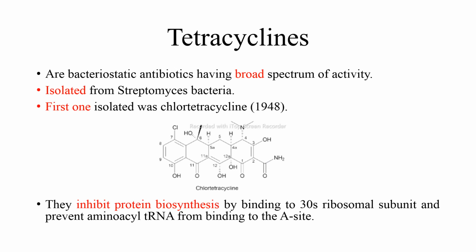Now, what is the mechanism of action of these tetracyclines? These tetracyclines inhibit the protein biosynthesis of the bacteria by inhibiting the 30S ribosomal subunit and thereby prevent aminoacyl tRNA from binding to the A site. So, in short, the mechanism of action of tetracycline is that they inhibit protein biosynthesis by binding to the 30S ribosomal subunit. So, this is the short mechanism of action of the tetracyclines.